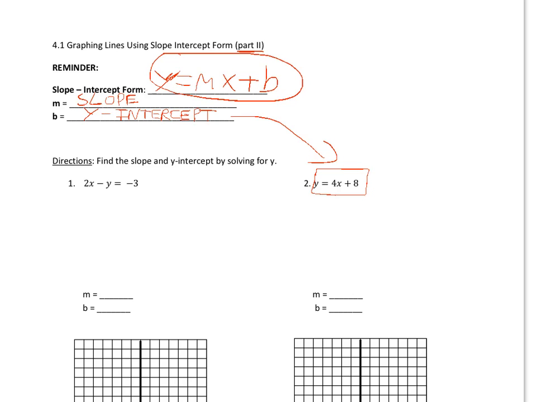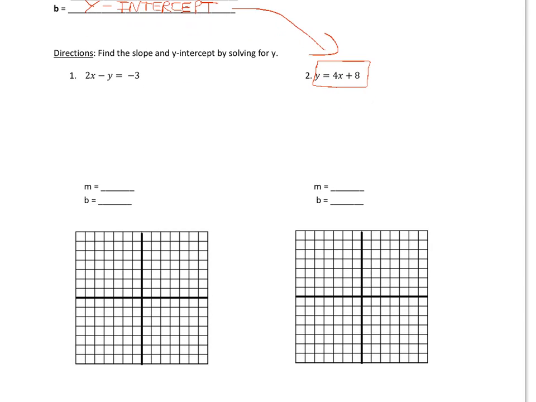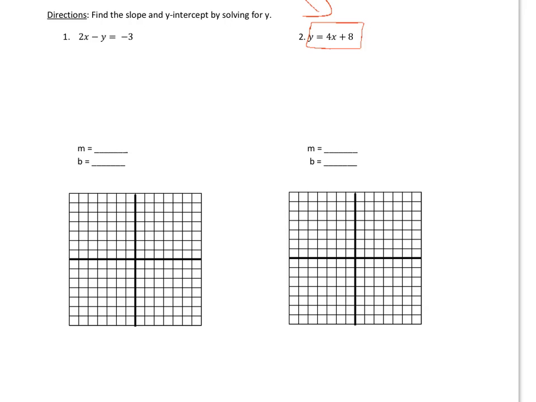Okay, so let's do this one right here. Don't have to do a whole lot of work here. Y is already by itself. Now the slope is the coefficient for x, so it's 4. Remember, we always write the slope as a fraction, so it's 4 over 1. Our y-intercept, it's plus 8, so we put 8 right there.